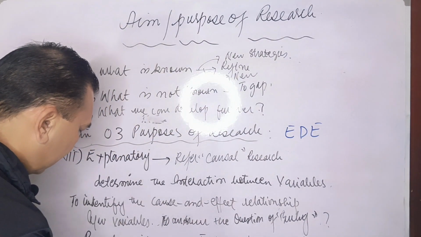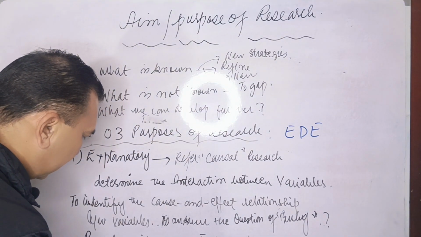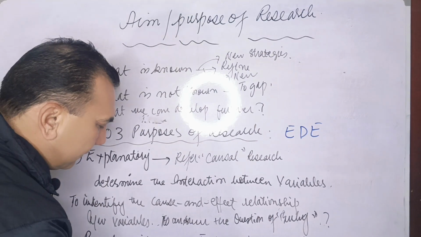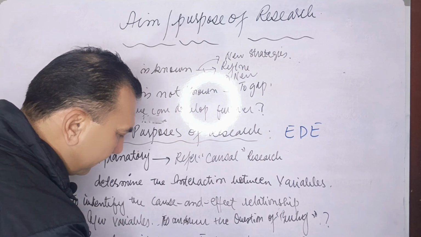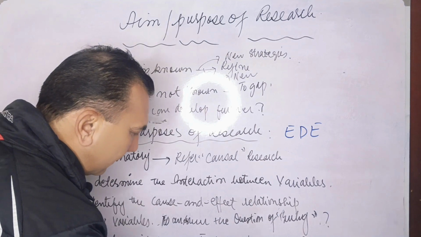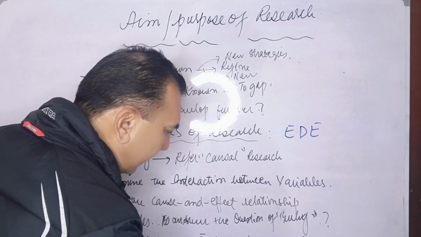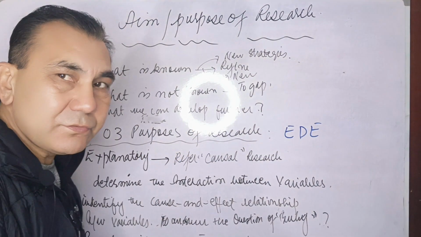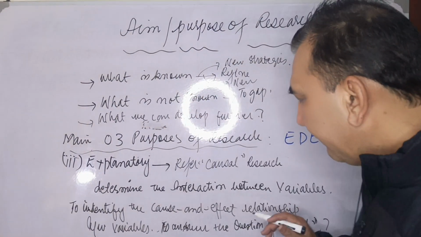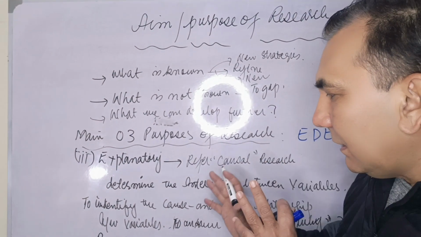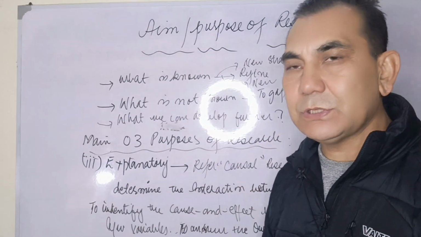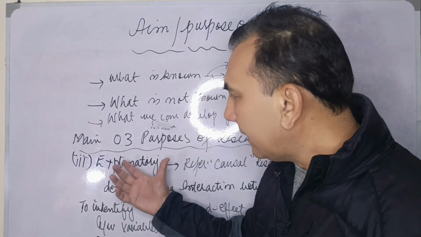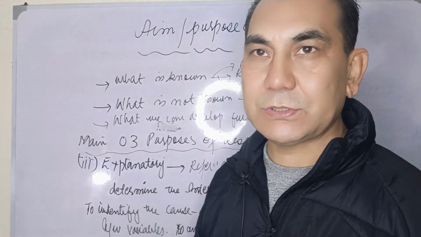RCT, quasi experimental, and the third one is the community trial. Or you can say the drugs trial as well, vaccination trial. All the trials in which you analyze the cause and effect relationship, we say it is the purpose of the explanatory research.